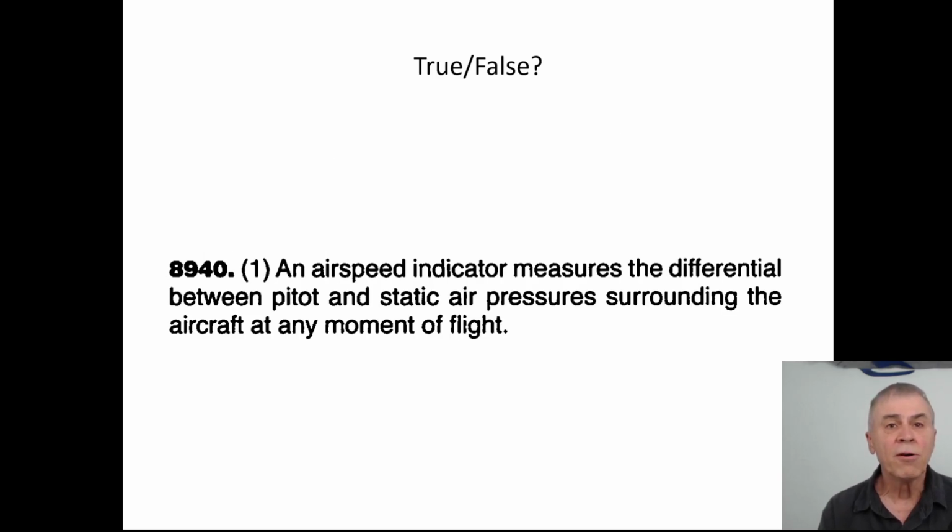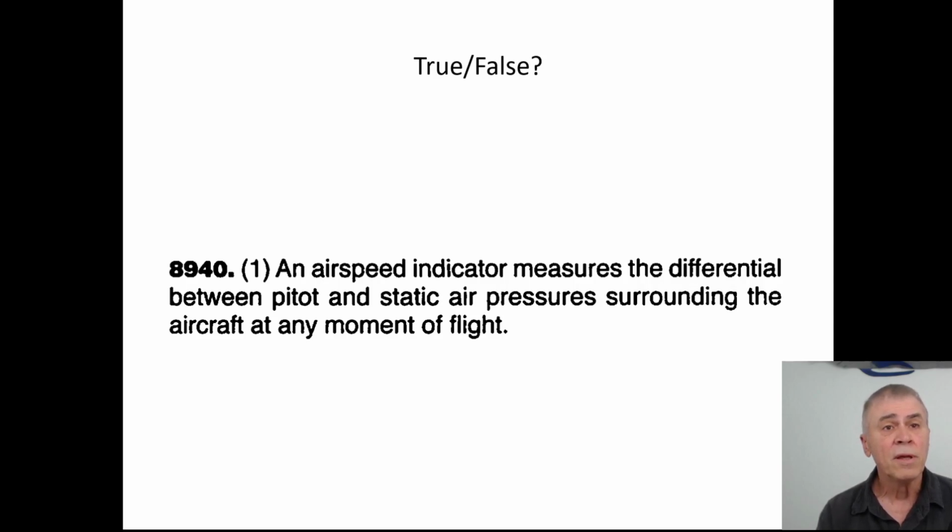True or false? An airspeed indicator measures the differential between pitot and static air pressures surrounding the aircraft at any moment in flight. This one is obviously a two-part true and false question about airspeed indicators, which probably would be better covered in instruments. It's one of those questions that some publishers will have in one section, others in the other. Since most of you have already completed aircraft instruments, where we talk about the airspeed indicator in a little more detail, you will see, yes, that is actually what it does.